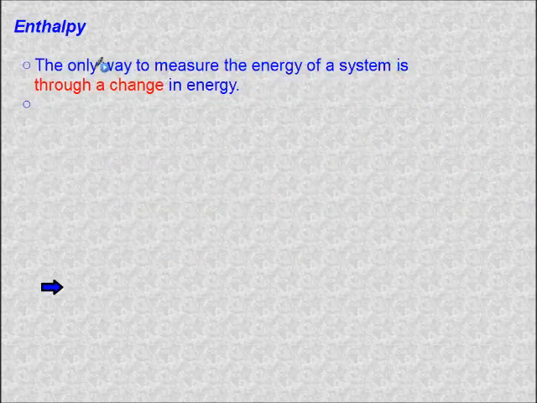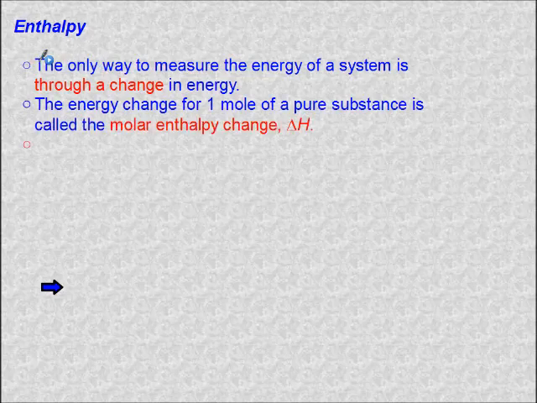Now, the problem with enthalpy is the only way you can actually measure it is by changing it. You can't go to some kind of system and figure out how much enthalpy is in it unless there's some kind of change that happens. So for 1 mole of pure substance, we call it a molar enthalpy change, delta H. And this is the term that we're going to be looking for in this class.